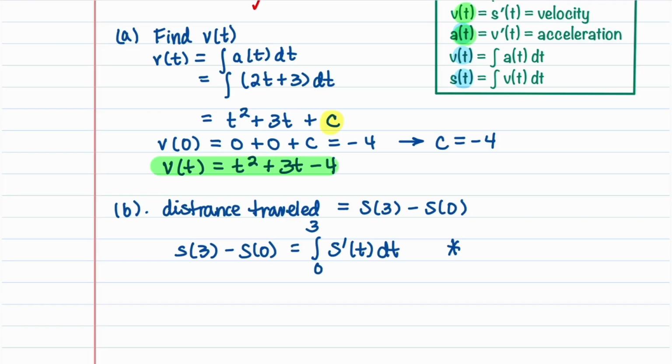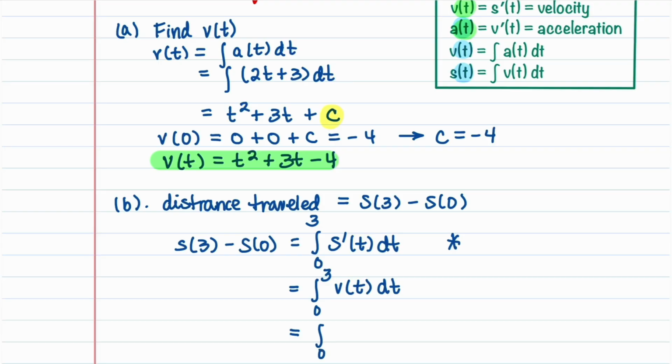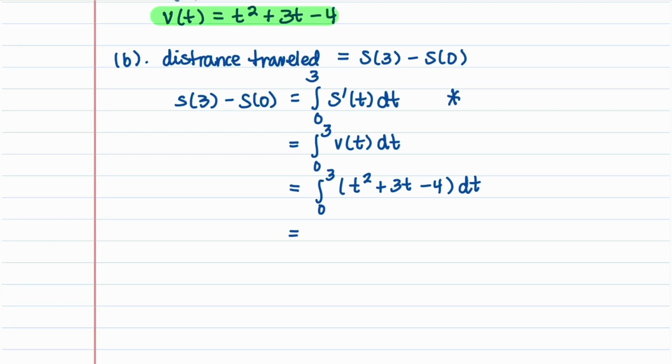The next thing we have to do is we have to realize that the derivative of position is our velocity. So s prime of t is v of t. And now we can just substitute in the v that we found in part A. So we're going to integrate from 0 to 3 of t squared plus 3t minus 4 dt. Let's see what this gives us. This is t cubed divided by 3 plus 3t squared divided by 2 minus 4t. And we're evaluating this from 0 to 3.